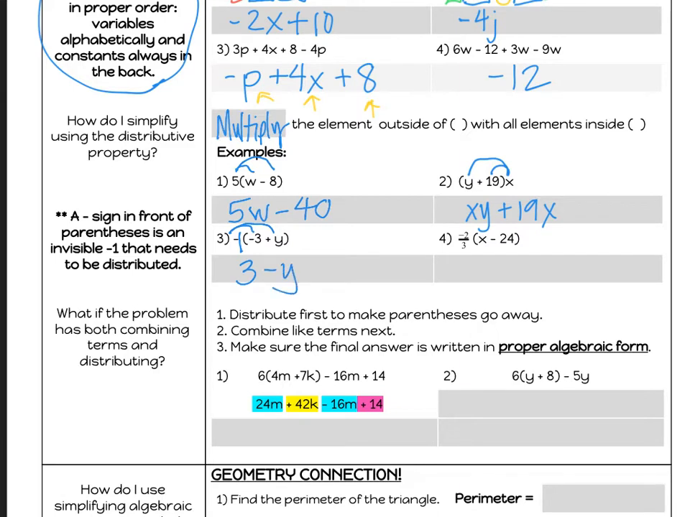With this next one, it looks a little bit more difficult because the number outside of the parentheses is a fraction. However, we're still treating it the same. So we're going to give that negative 2/3 to the x and the negative 2/3 to the negative 24. So our first term when we distribute is going to be negative 2/3 x. And you're going to have access to your calculator, but I always encourage you to try to do mental math. It's just going to make your brain even stronger.